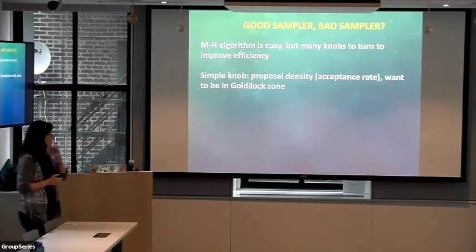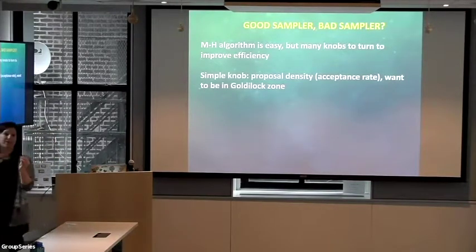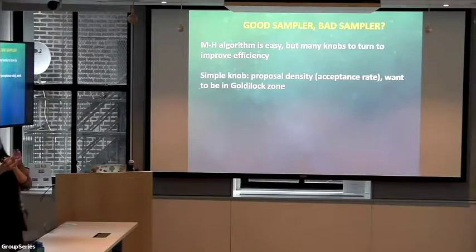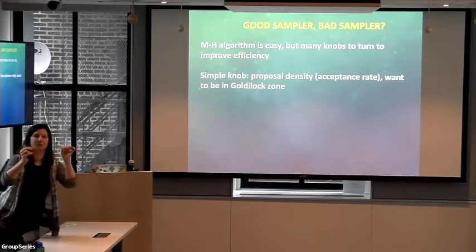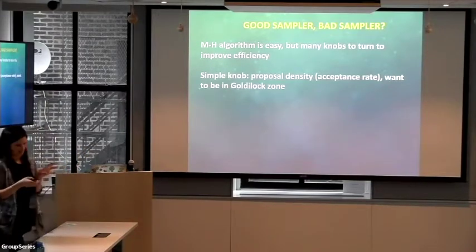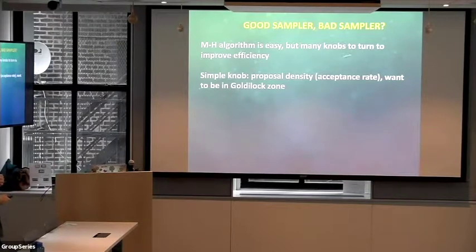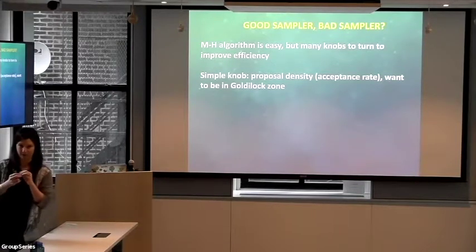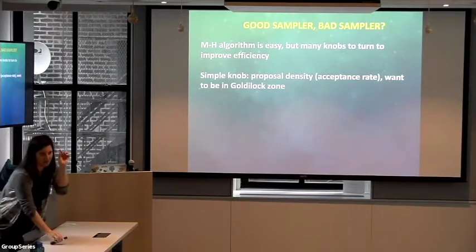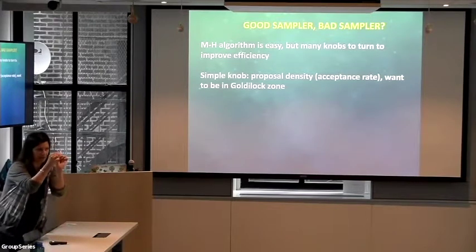The simplest thing to do is to change that proposal density. Basically, you change the step that you take in different directions to move to a new point. And one of the simplest metrics to optimize is the acceptance rate. The acceptance rate means how often, as you move to a new location, you accept your new step. So you can imagine that if I have a tiny proposal density, what will happen to my acceptance rate? Will it be high or low? Tiny step? Will I accept many steps?